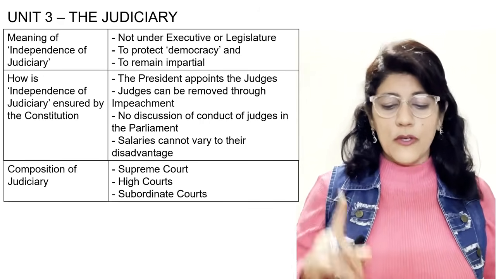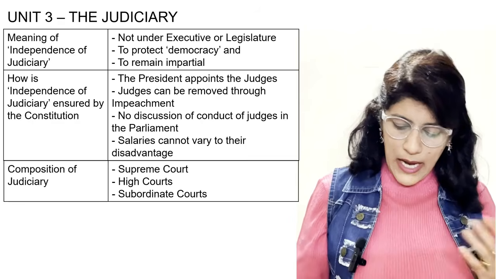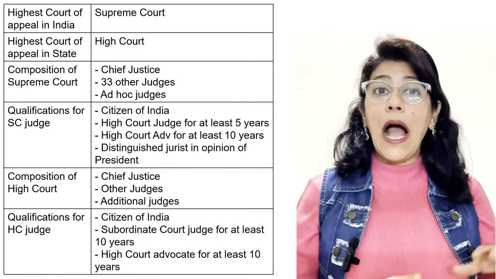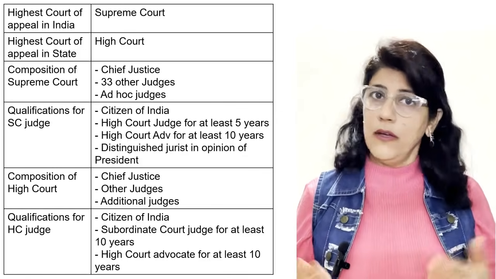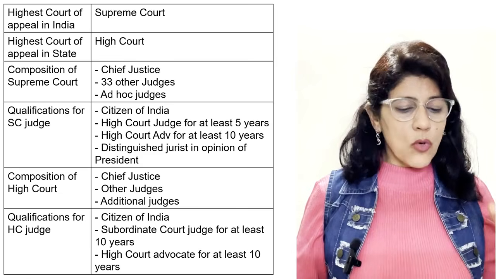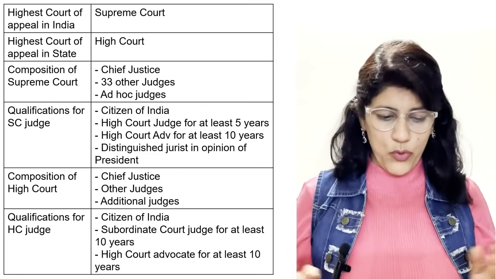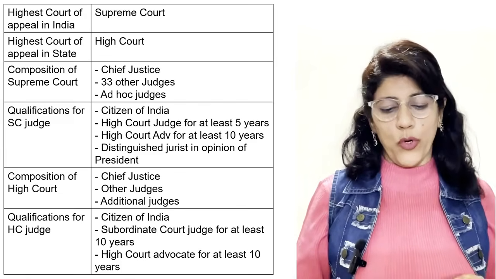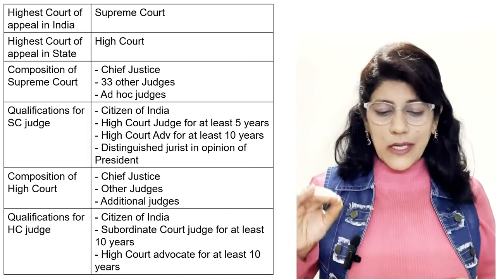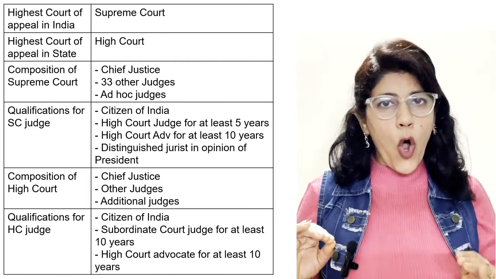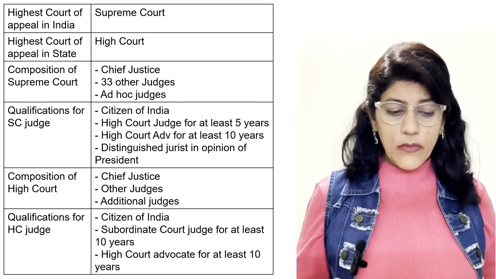Composition of judiciary: Supreme Court, High Court and subordinate courts. Highest Court of Appeal in India: Supreme Court. Highest Court of Appeal in State: High Court. Composition of Supreme Court: Chief Justice, 33 other judges and ad hoc judges at some times.